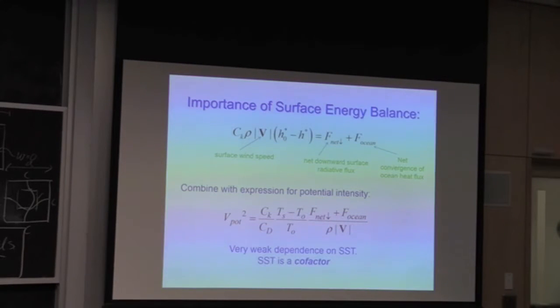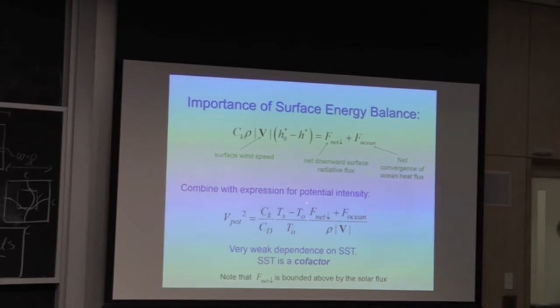It is often stated incorrectly in the literature that the sea surface temperature is what dictates the wind speed in hurricanes. That's just plain wrong. But sea surface temperature, except there's a weak dependence here, it's very, very weak. The sea surface temperature is a cofactor. It varies with some of the same things that the potential intensity depends on. But in no sense does it cause hurricanes to be the intensities they are.